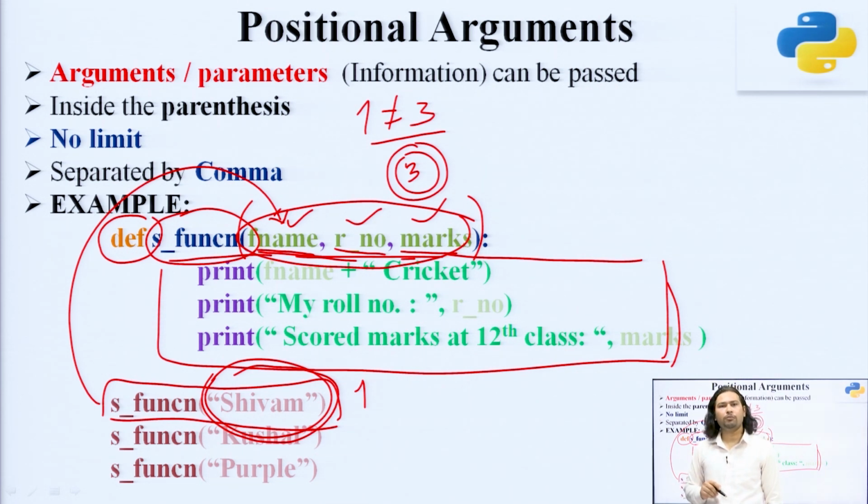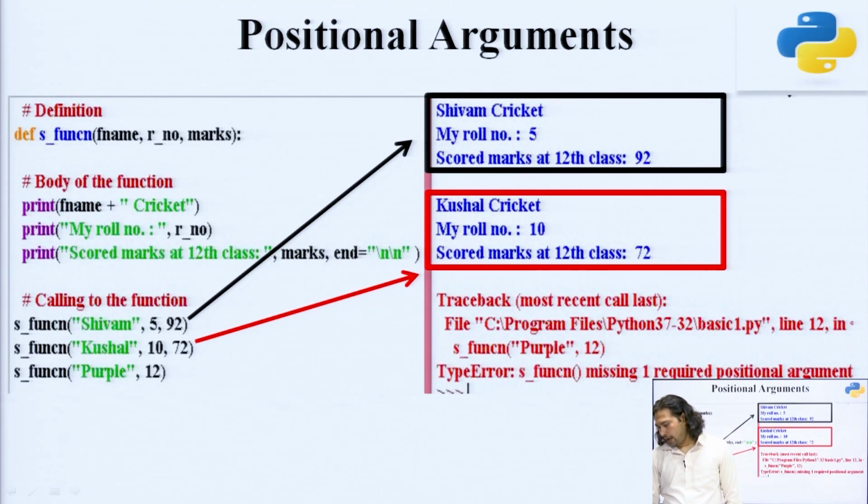The number of inputs required is 3 and you are just giving 1, that is Shivam only. That means the 3 variables require 3 pieces of additional information and you are still giving only 1. Due to this, it will not be executed, rather it will halt at that point. Now, we can check this output and here you can see.